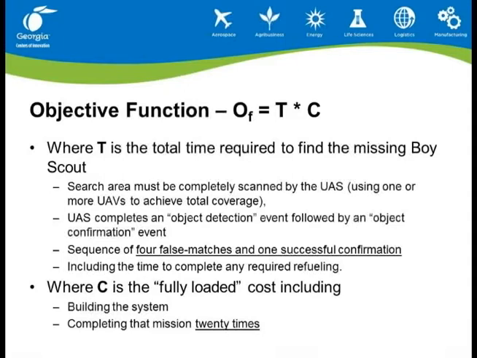You also have to include the time to complete any required refueling of your UAVs, if you have multiple UAVs or even one that you have to keep up in the air. The cost, C, is the fully loaded cost, including the cost of building the system and completing that mission 20 times. So we're going to find 20 lost scouts. Now, you would think that they'd figure it out after the 2nd or 3rd lost scout, but for cost comparisons, we're going to go find 20 lost scouts in this.